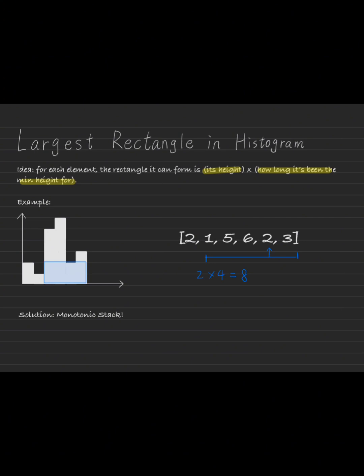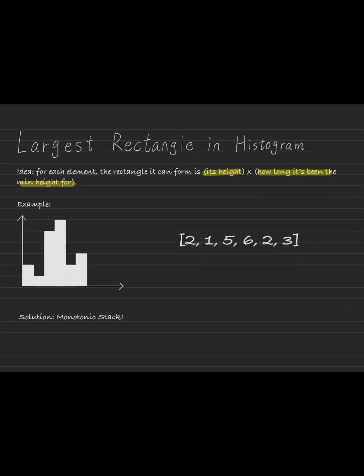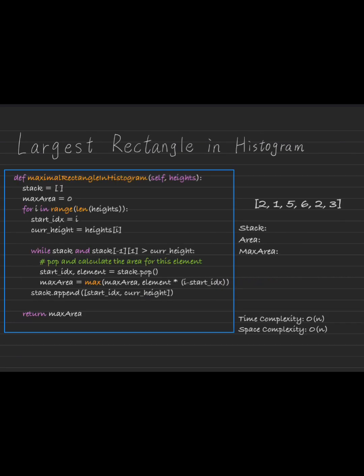Now, of course, we can use a brute force approach to calculate the start and end index for each element. But we can do better than that by using a monotonic stack. We'll keep track of the starting indices by going through each element from left to right, and we'll add them to a stack. The stack will only be popped under a certain condition, and that is when the current element is smaller than the top of the stack.